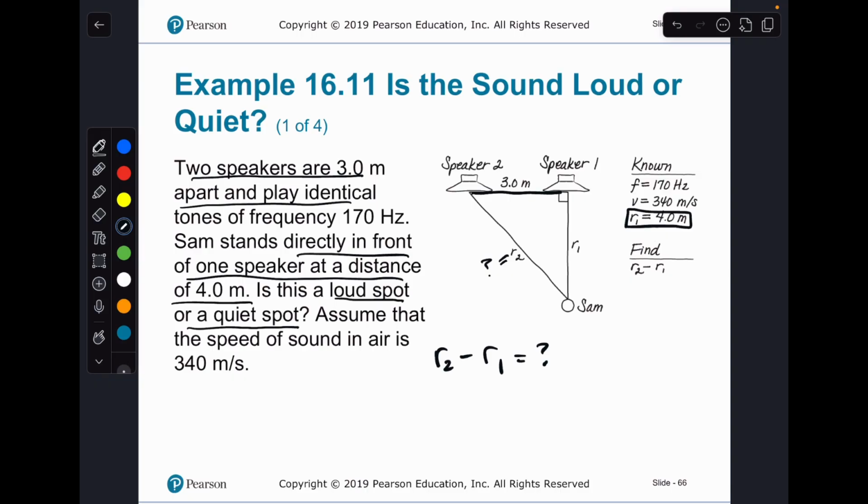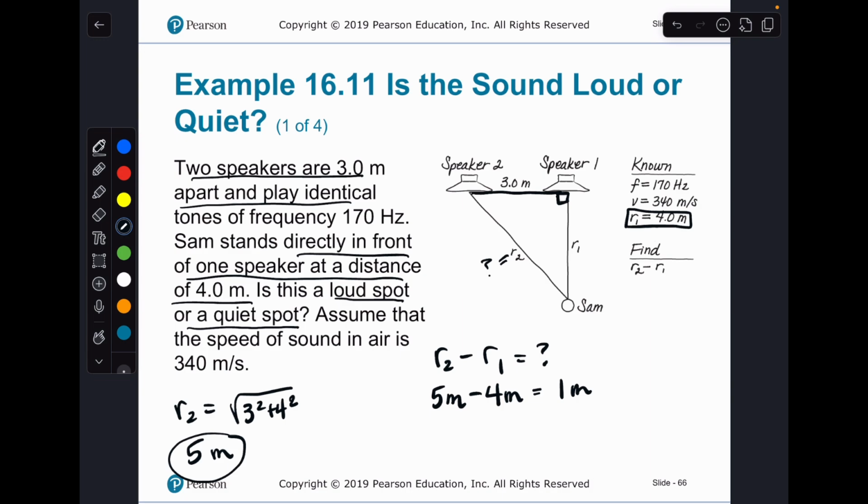R2 can be found, this is a right triangle, by the Pythagorean theorem. And so R2 is the hypotenuse. It's going to equal the square root of 3 squared plus 4 squared. So this is a 3, 4, 5 triangle. So I'm just going to write my answer right here. So we have R2 equals 5. R1 is 4. And so our path length difference is 1 meter. And so we need to check that condition against constructive or destructive interference.